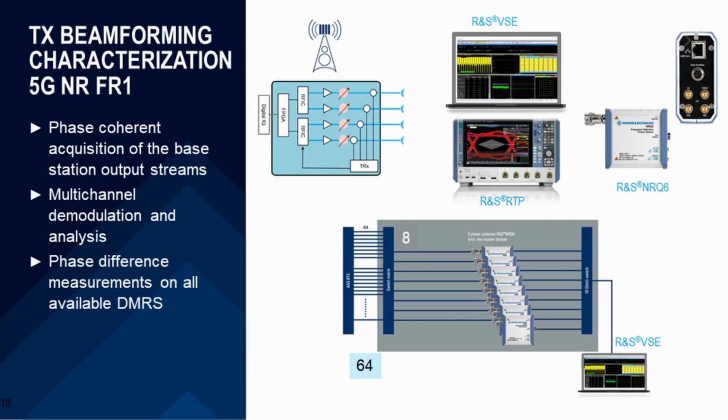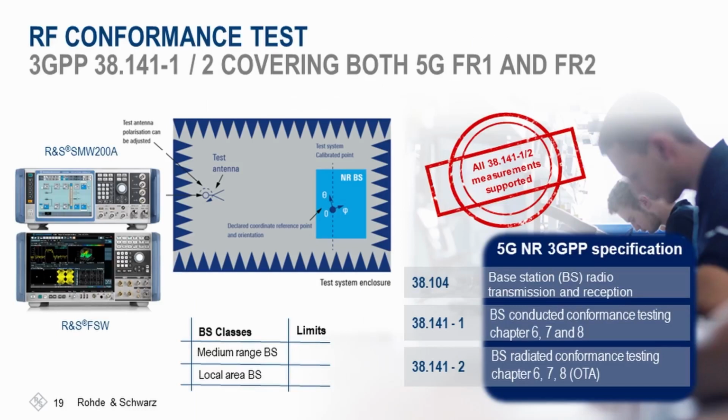So with this, let's move on to the most important test, the conformance testing. For conformance testing of small cells, we follow the same specification as we do for the base stations, which is 38.141-1 and -2 for the conducted testing and the radiated conformance testing, except that we now have to observe the limits according to the base station classes, local area base station and medium range base station.